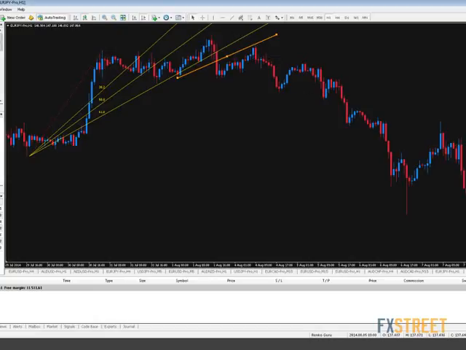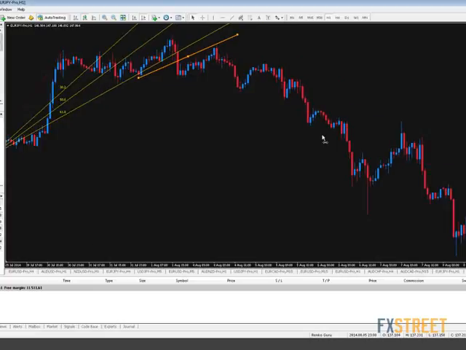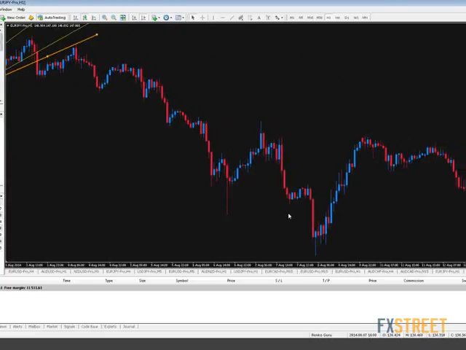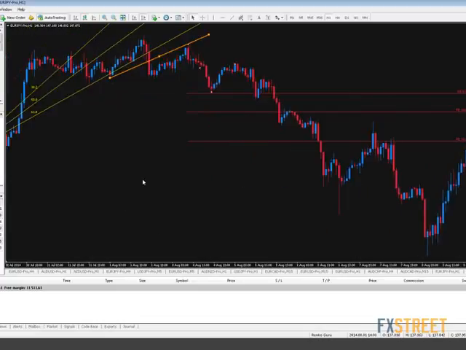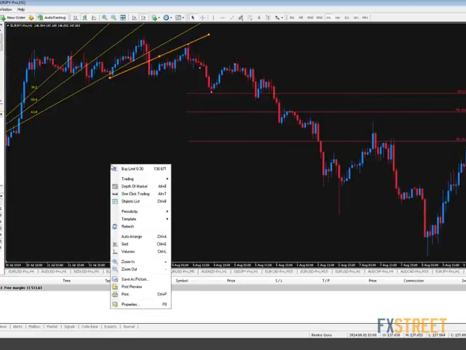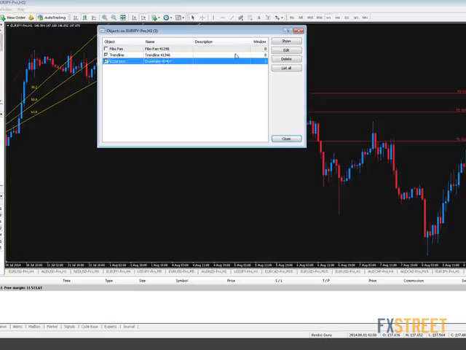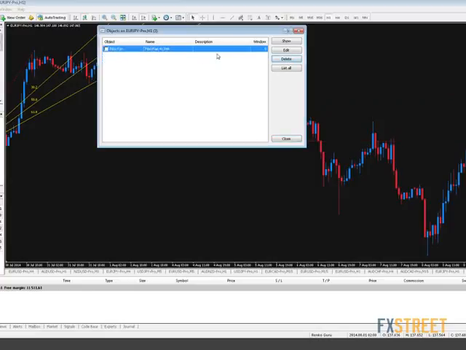Then what you can do is use Fibonacci expansion, place your entry here, and then you can trade while using these kinds of Fibonacci tools. Now let's move to the next tool, the Fibonacci arc.